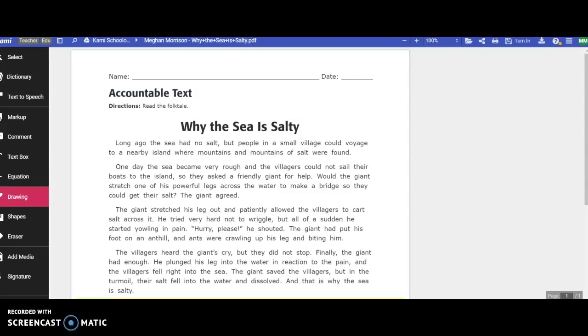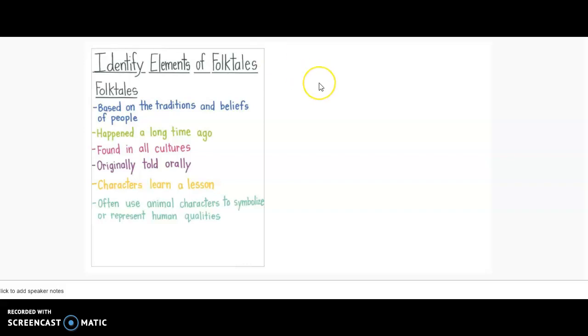All right, reading a text called Why the Sea is Salty. Now, it is a folk tale, so I am going to remind you about what a folk tale is. It is based on the traditions and the beliefs of people, happened a long time ago. We have them in all cultures, so they look different.